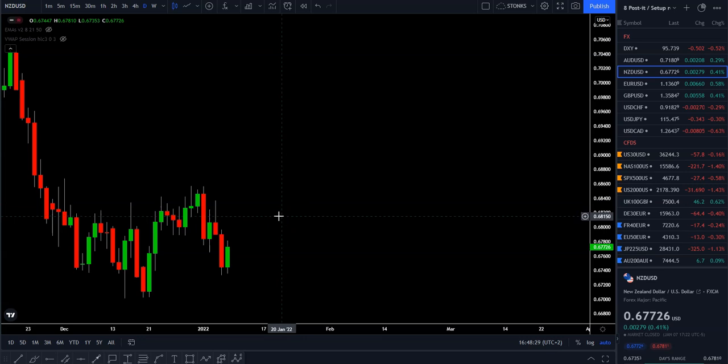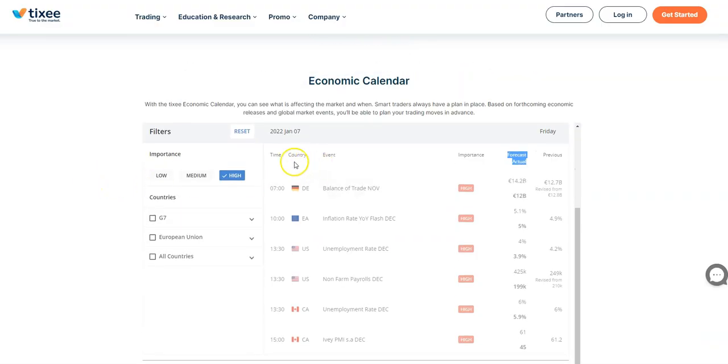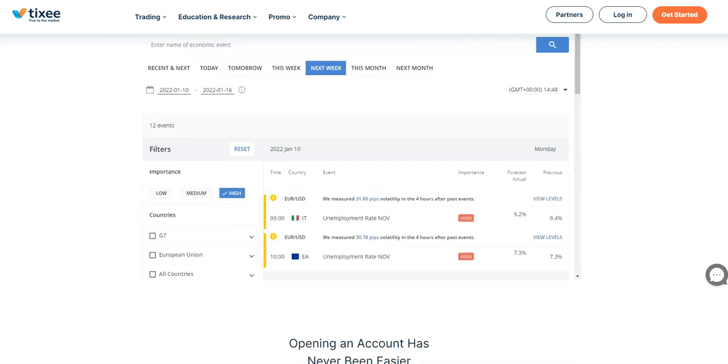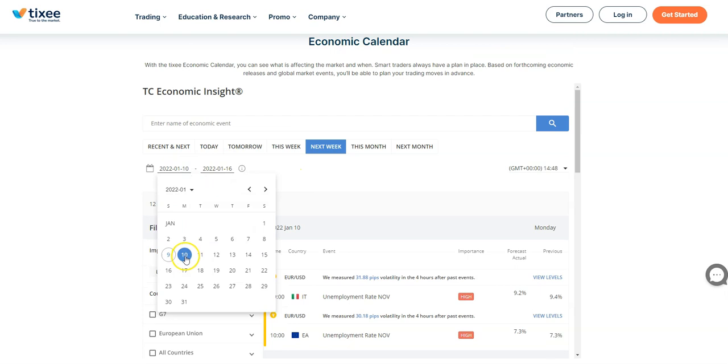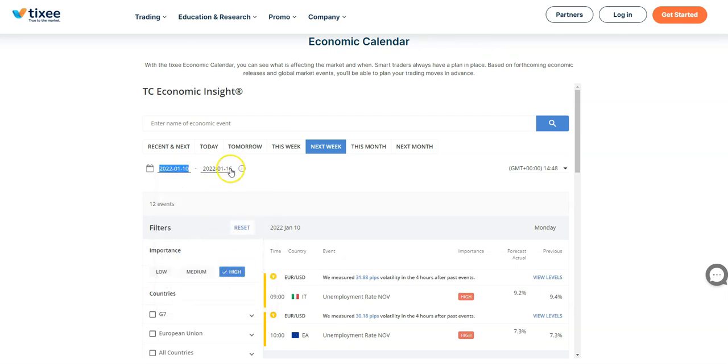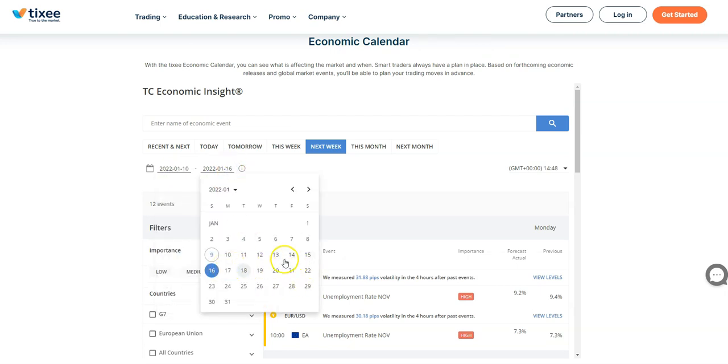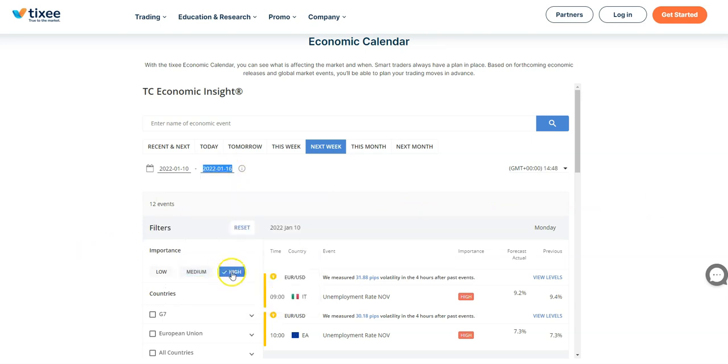So we're going to be having inflation data. So the US CPI figure, which could break above 7%. So I can just switch this also to next week so you can get an idea. So here I've just changed the date, so we're looking from the 10th of January until the 16th, which is going to be the end of next week. And again, I'm just filtering the data by the high impact events.